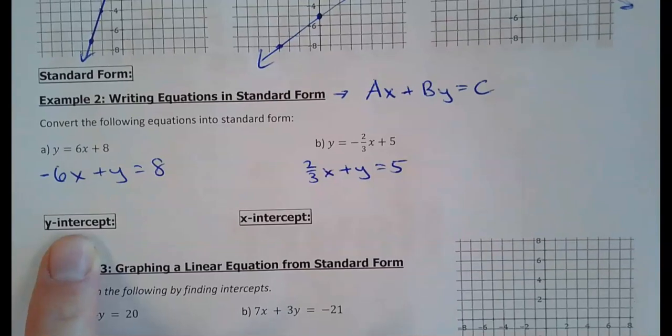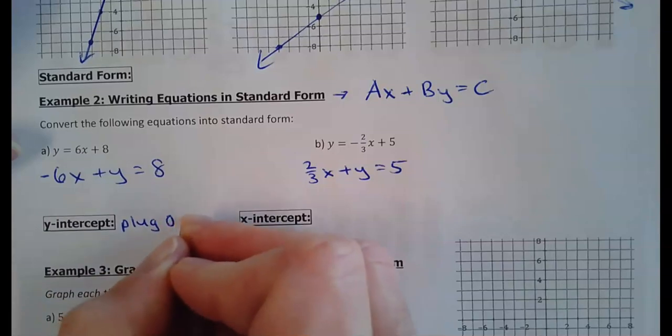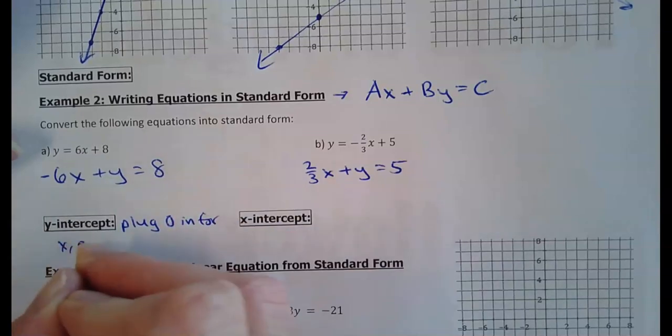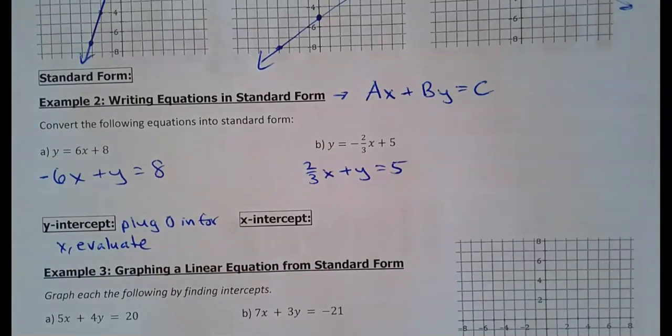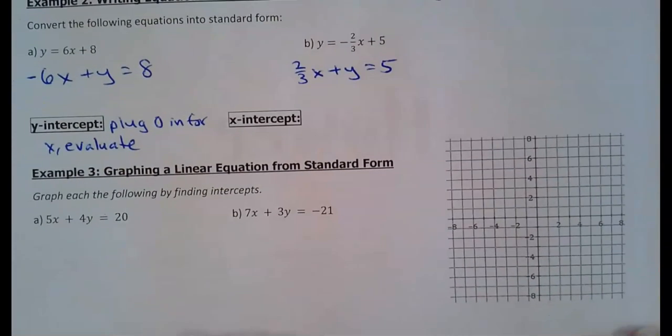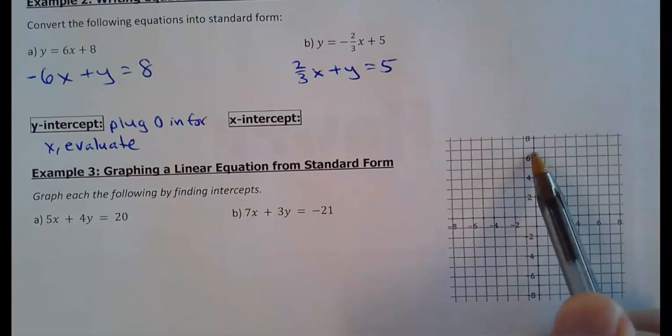So here, when you're trying to find the y-intercept, we're going to plug 0 in for x and evaluate. The reason why we do that, if you think about any y-intercept, it will be on the y-axis. So if I pick a point on the y-axis, so say like this point right here, I'm just going to point to it. What's the x coordinate of that point? How far to the right did I go to get to that point? 0. And that's why I plug 0 in for x.